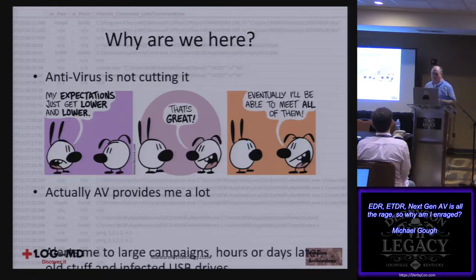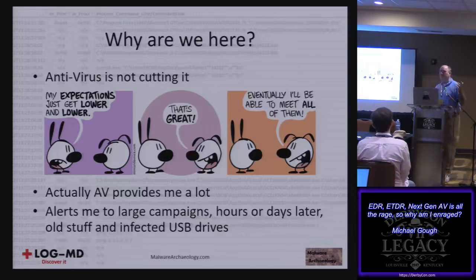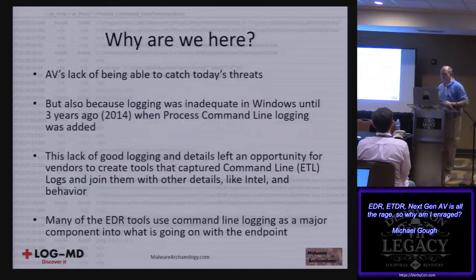So why are we here? Antivirus is not cutting it. Basically, people say, but it sucks so bad, your bar's too high. If you lower your bar, like the cartoon, AV actually does provide you a lot. It provides large campaign information hours or days later. When massive email campaigns come in, for about 4 hours to a couple of days later, you'll finally get signature triggers on this.